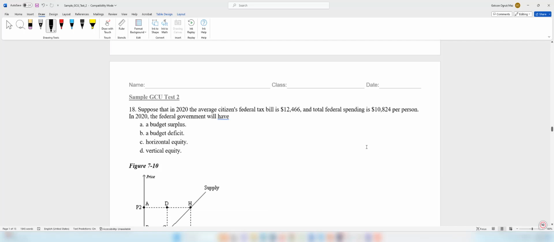Question number 18. Suppose that in 2020, the average citizen's federal tax bill is $12,466 and total federal spending is $10,824 per person. So this government has a budget surplus because government spending per person is lower than the revenue the government gets from that person.